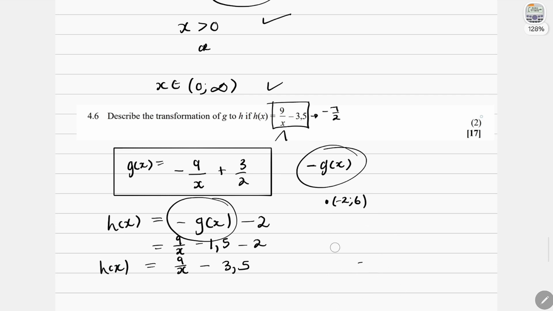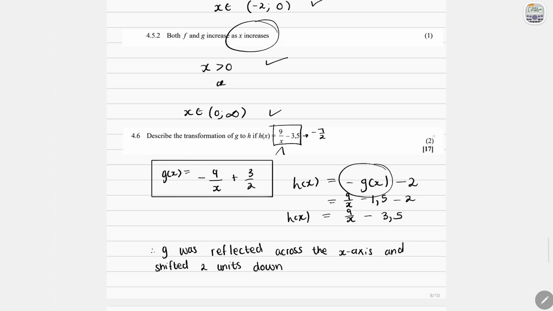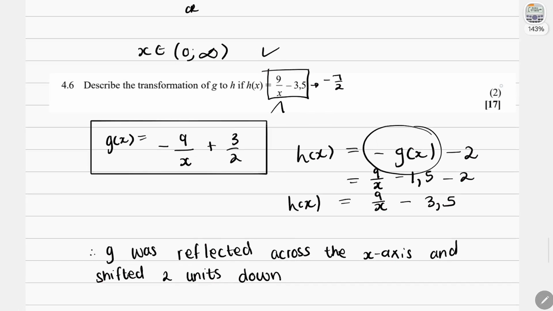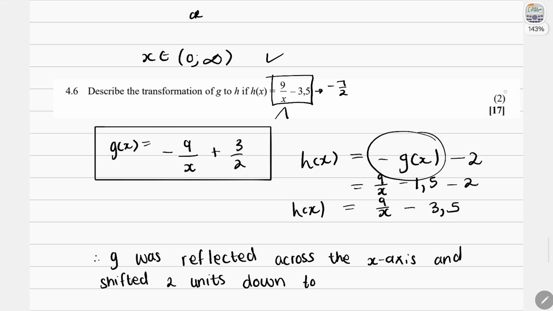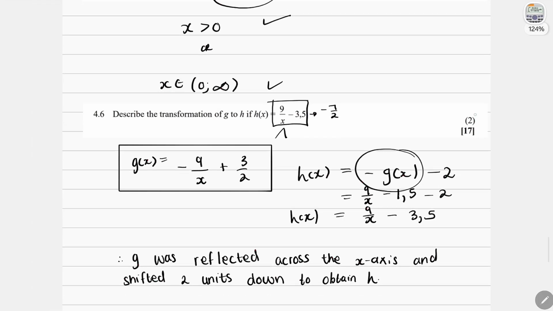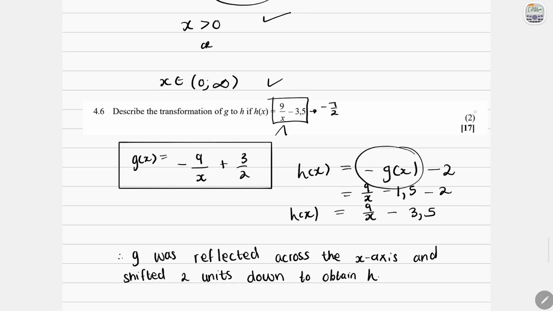So we can see the transformation that took place. It was first reflected across the x-axis and then shifted 2 units down. And that is our answer. So it was reflected and then shifted down to obtain h. Okay, so that is what happened to that function. And that is the last question for question 4.